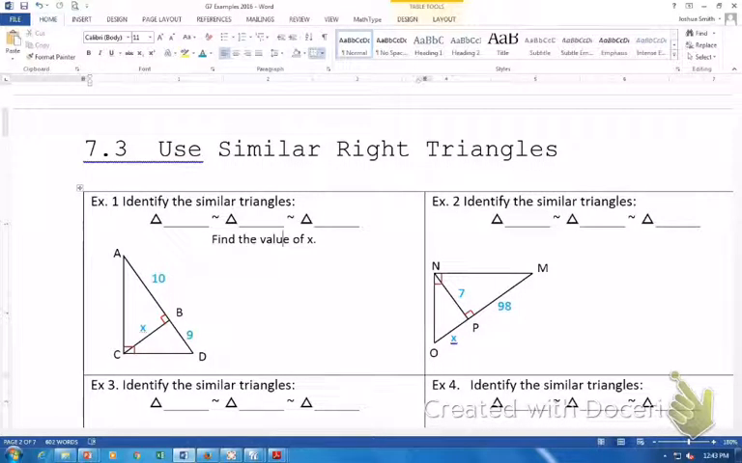All right, so we're going to continue talking about right triangles, and we're going to talk about some similar right triangles. Now, before we get into any notes or any problems, I want to talk a little bit about where these similar right triangles are going to come from. Okay, trying to make this make a little bit of sense here for you.